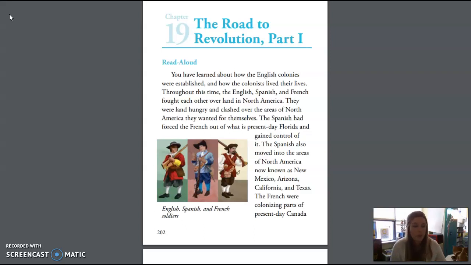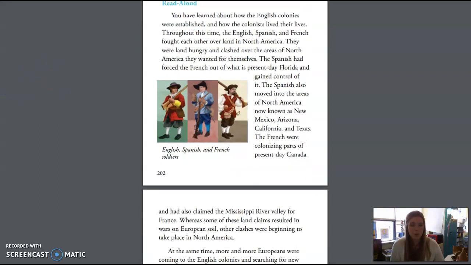We are now going to move into today's reading. Chapter 19, The Road to Revolution, Part 1. You have learned about how the English colonies were established and how the colonists lived their lives throughout this time. The English, Spanish, and French fought each other over land in North America. They were land hungry and clashed over the areas of North America they wanted for themselves.